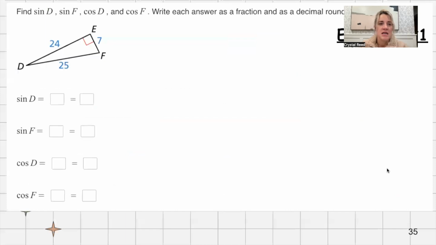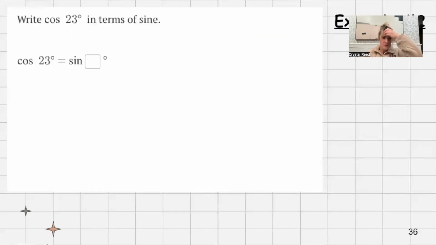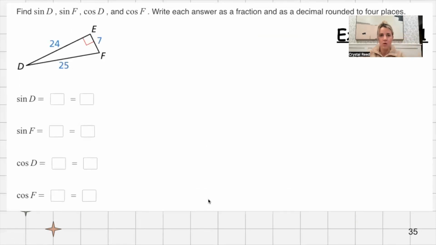Find sine, cosine, and tangent, find sine D, sine F, cosine D, and cosine F. Write each answer as a fraction and as a decimal rounded to 4 decimal places. All right, so first thing we want to do, let's first do sine of angle D. And so we are going to find angle D. Angle D is right here. We're going to label our sides.